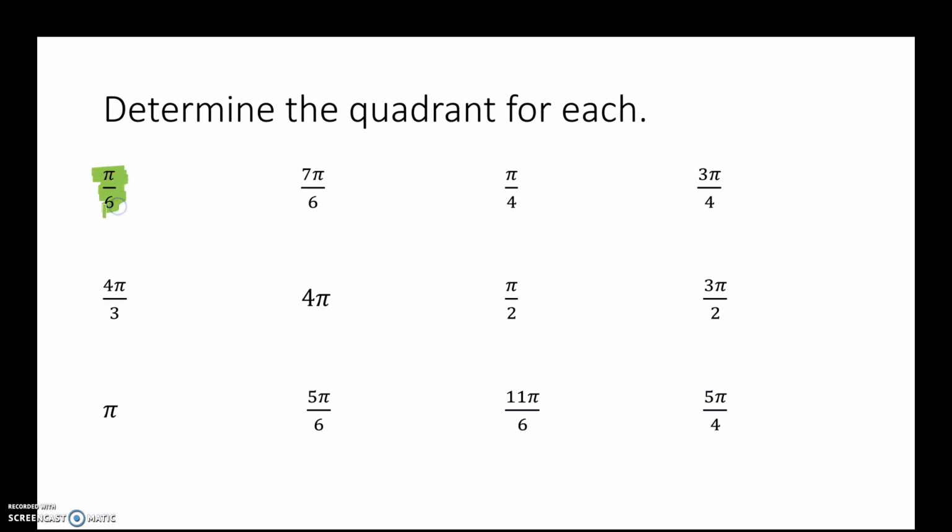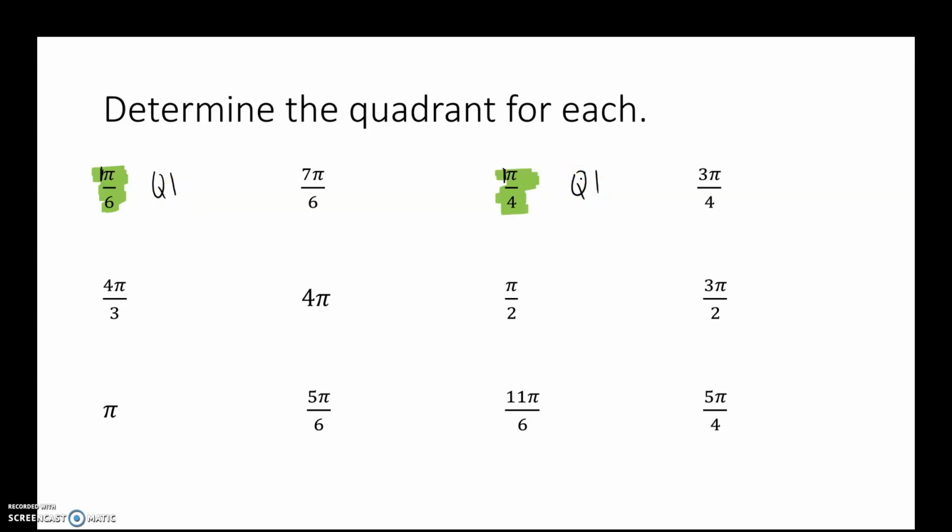Pi over 6, pi over 4, and pi over 3 is not up here. These are what we call our reference angles. So notice here that when the coefficient to pi is a 1, first quadrant.